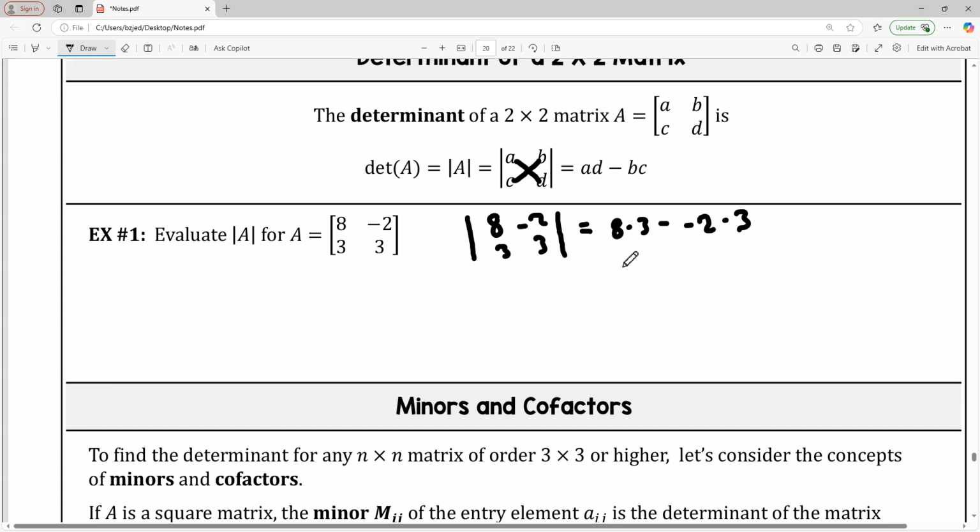8 times 3, 8, 16, 24. Very badly written, 24. Minus -2 times 3. -2 times 3 is -6. So I have minus -6. Double negative there turns this into 24 plus 6. And I'm getting 30. Your determinant will always work out to just be a number.